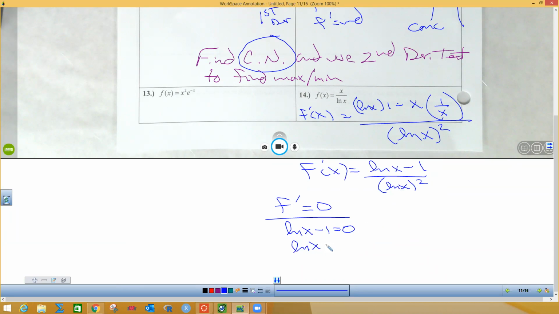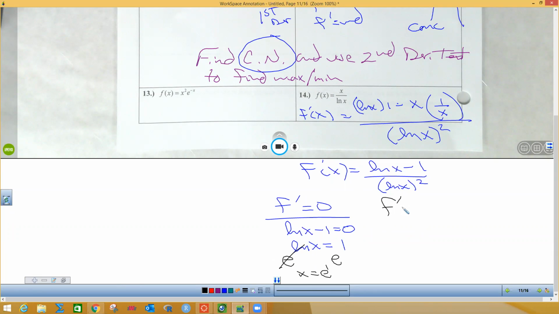So I want to find where the natural log of x equals 1. Now I'm solving for x. So what gets rid of natural log? Well, that is e. So I take e to this power on the left side and e to the first power on the right side, and those cancel out. So I get x equals e to the first power, just e. So there's one critical number.